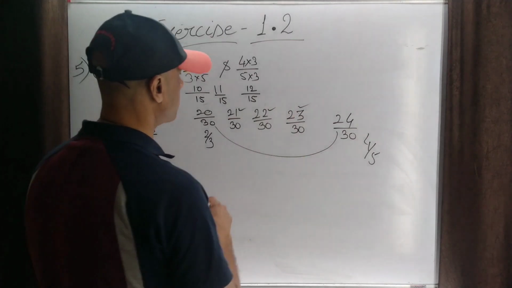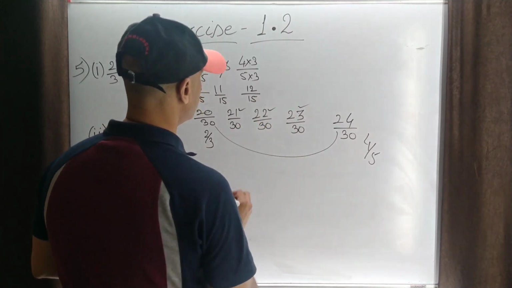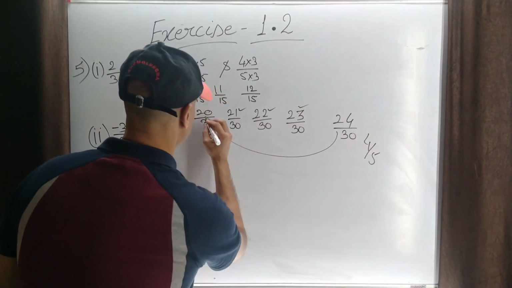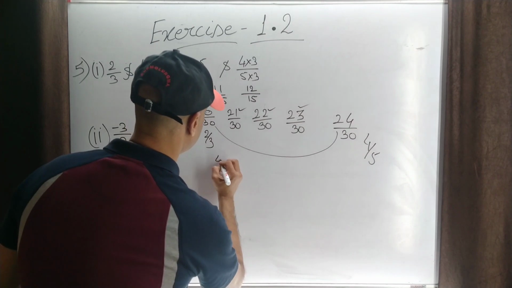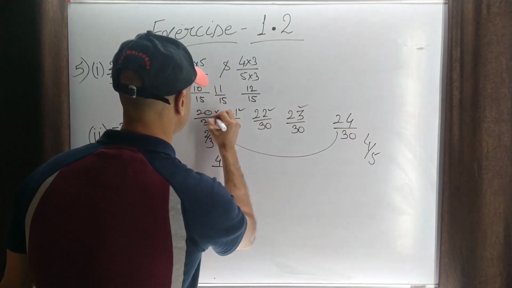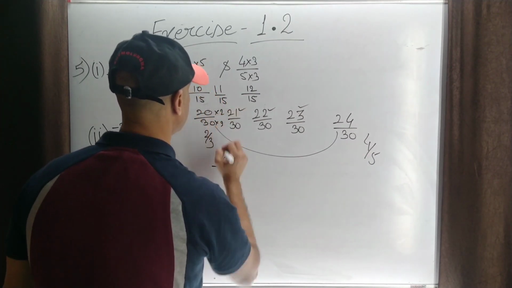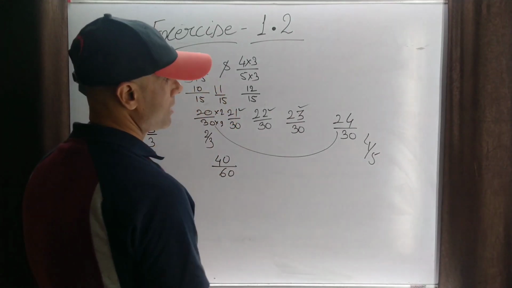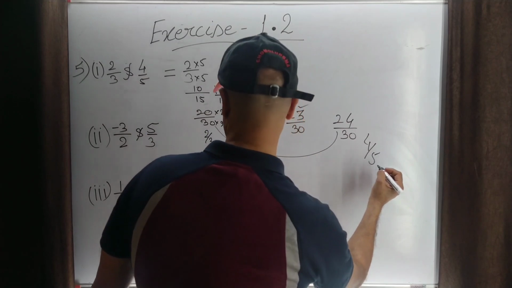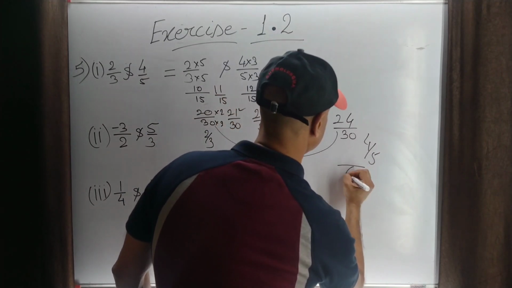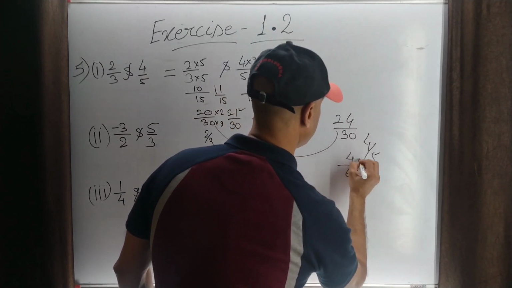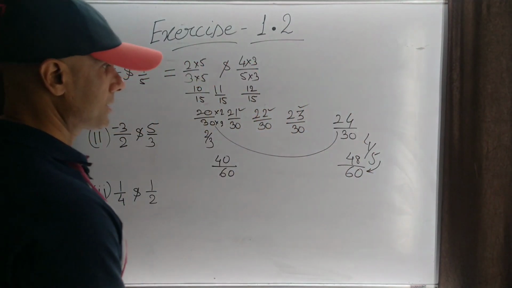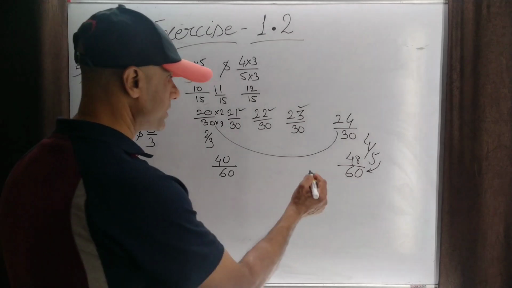So let's again multiply this by 2, and this will become 40 by 60. We multiply by 2 here and 2 here, so this will become 40 by 60, and 4 by 5 will become 48 by 60. Okay, this is the same as 4 by 5. Let's see, can we get 5 numbers between these two?